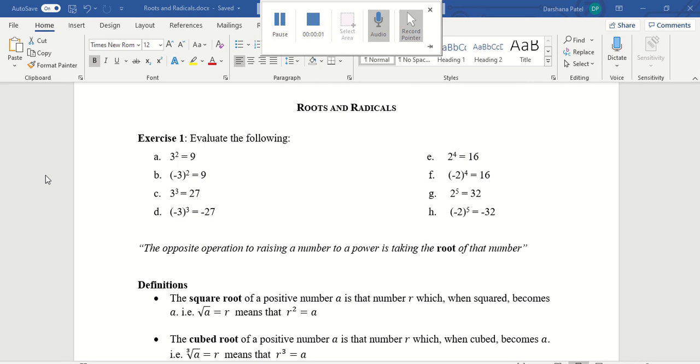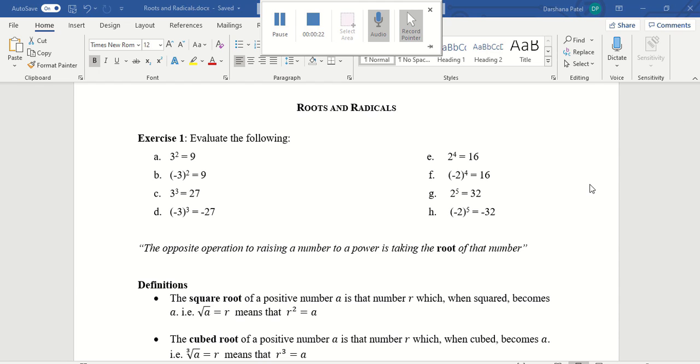Roots and radicals. Let's practice a little bit of exponents again. Let's review them. 3 squared is 9. Negative 3 squared is also 9. 3 cubed is 27. Negative 3 cubed is negative 3 times negative 3 times negative 3. It is negative 27.